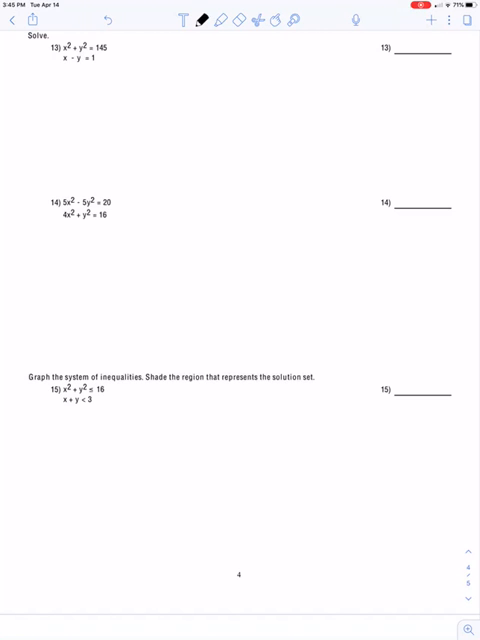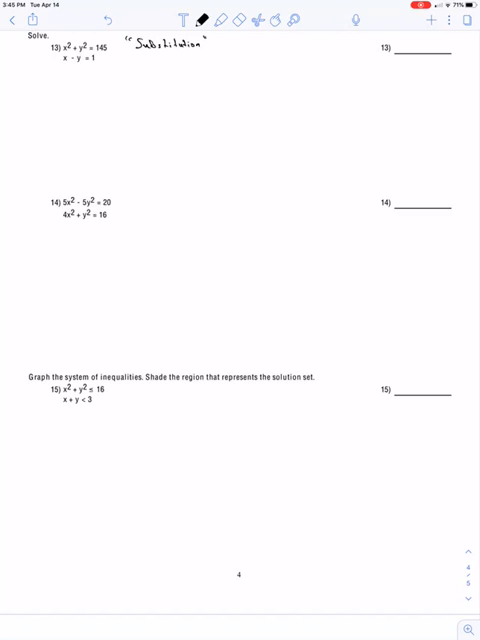I'm going to use the substitution method. So I'm going to solve this one with substitution. We have substitution and we have elimination that we've talked about. Now, I would use elimination if I had like terms in both equations, but I don't. Right, we have a linear equation with first degree variables, and we have a circle equation with second degree variables.